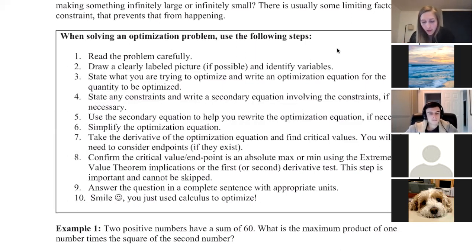And then you also want to write a secondary equation involving those constraints if necessary. And you'll see what I mean by that. I think our first example is going to have a secondary equation. And if you remember, we had secondary equations when we were doing our related rates problems, when you had an equation that you were trying to take the derivative of, but you had multiple variables that you didn't necessarily have extra information about. So we use a secondary equation to help us rewrite an optimization equation.